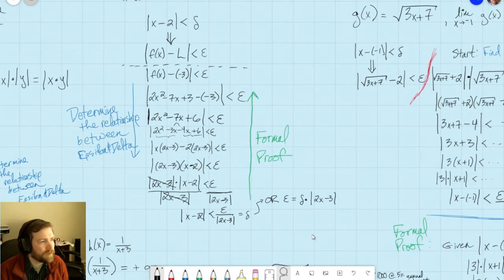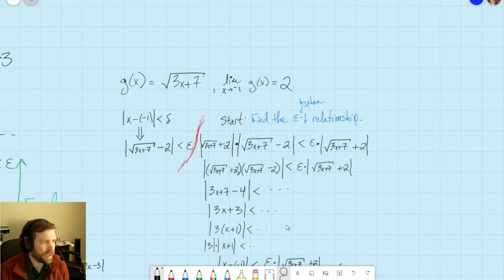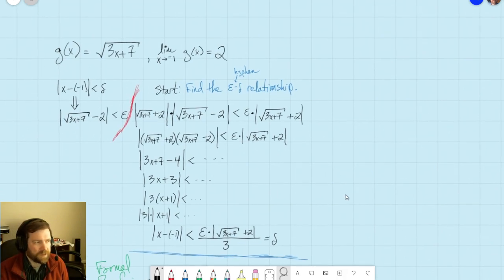I just left this one where it was. So I said here we can just reverse it and make the formal proof. But when you start looking at a function like this, this becomes much more non-trivial.